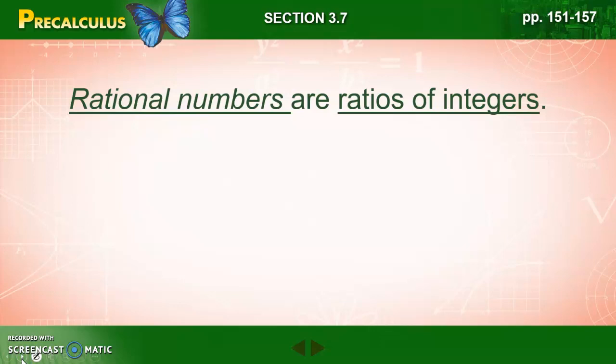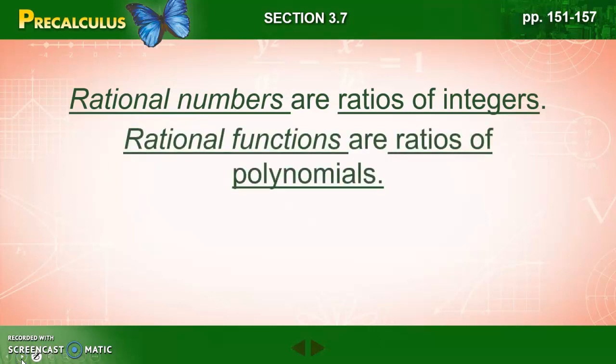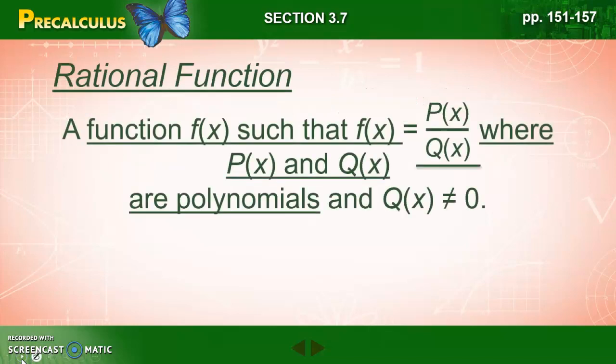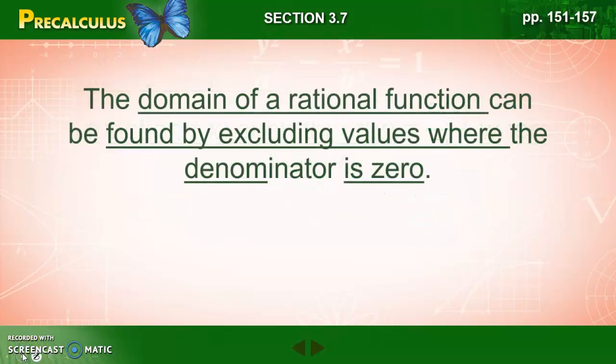So that brings us to rational functions, and our topic for today is proper rational functions. So rational numbers, we know, are ratios of integers. Rational functions are ratios of polynomials. Our dictionary definition, if you will, for rational function is a function f of x such that f of x equals p of x over q of x, where p of x and q of x are polynomials. Q of x cannot be equal to 0 because then it would be undefined. So basically, it's a fraction with a polynomial on top and a polynomial on the bottom.